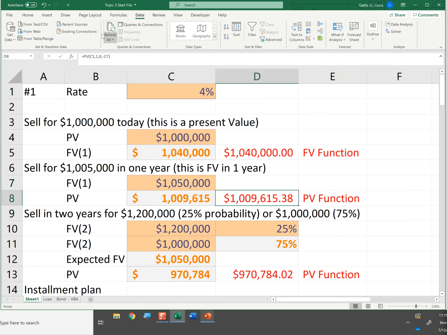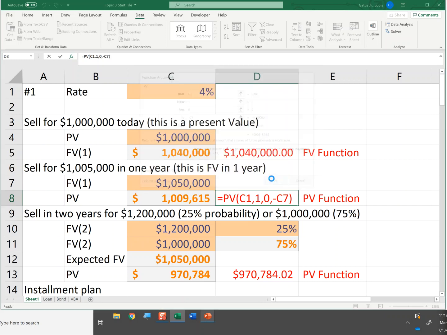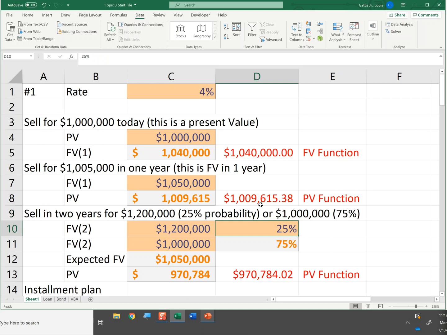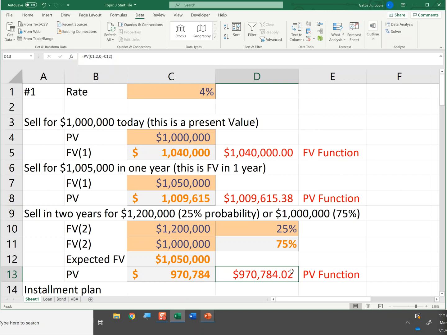And then here's the example of the PV function. What is the present value of a future value of $1,050,000? Again, I put a negative 1,050,000 in there. 0 payments, 1 period, 4% rate of interest, and I get $1,009,009. And then I do it again here. The present value at 4% 2 years from now of a future value of $1,050,000 is $970,784. So there's the PV function.